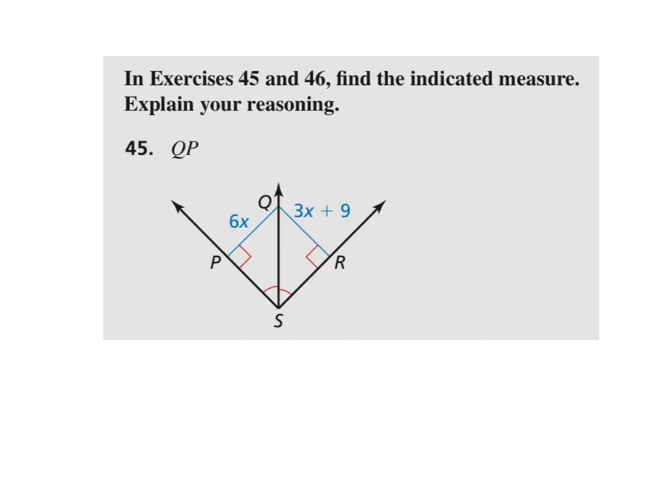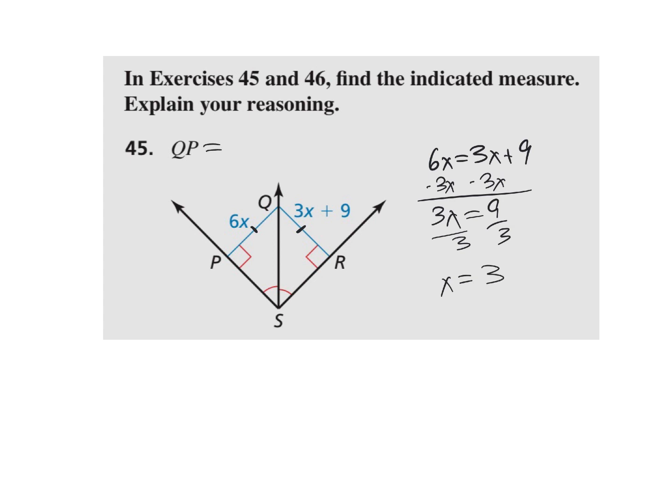Find the indicated measure, explain your reasoning. Okay. Because we have these two angles being congruent, this ray QS, or SQ, must be an angle bisector. And since these are perpendicular, that must mean that they are congruent to each other. So 6x must equal 3x plus 9. So we subtract 3x, get 3x equals 9, divide off the 3, x equals 3.